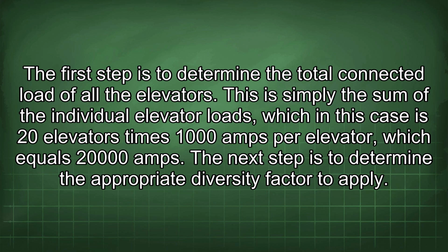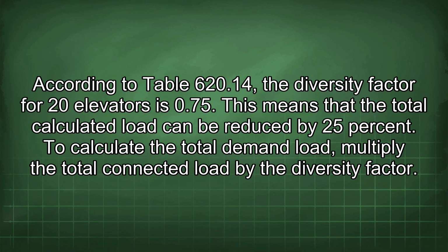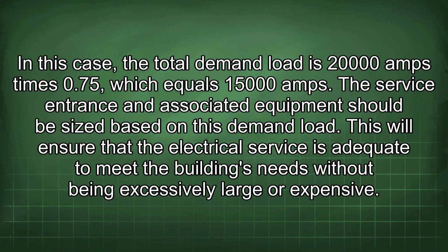The next step is to determine the appropriate diversity factor to apply. According to Table 620.14, the diversity factor for 20 elevators is 0.75. This means that the total calculated load can be reduced by 25%. To calculate the total demand load, multiply the total connected load by the diversity factor. In this case, the total demand load is 20,000 amps times 0.75, which equals 15,000 amps. The service entrance and associated equipment should be sized based on this demand load. This will ensure that the electrical service is adequate to meet the building's needs without being excessively large or expensive.